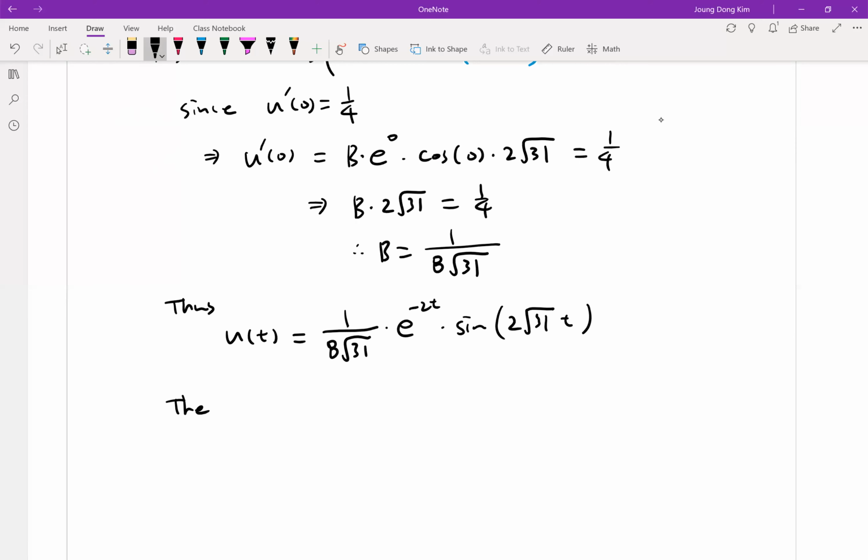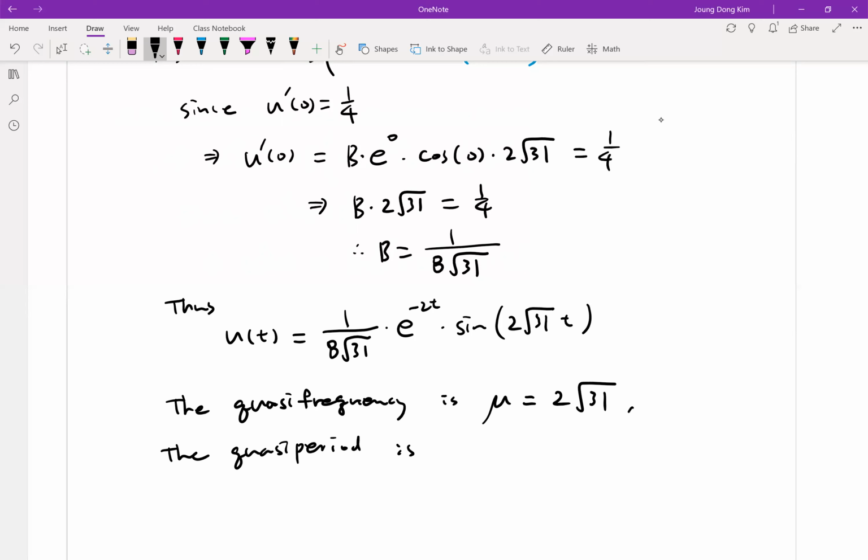The quasi frequency is noted by mu, that is 2 square root 31. And what about the quasi period? We note it by T_d, that is equal to 2 pi over mu, right? Which is 2 pi over 2 square root 31, which is pi over square root of 31. Okay? It's almost here.